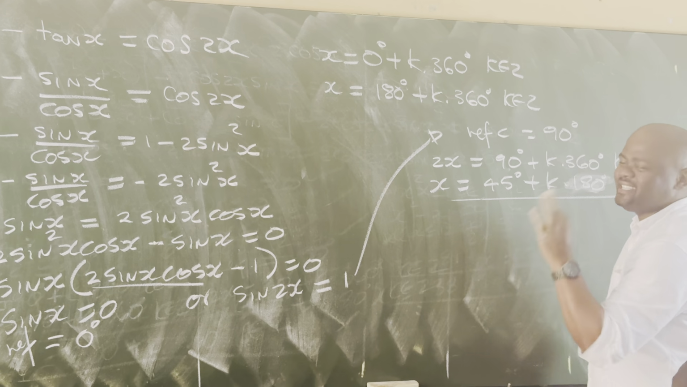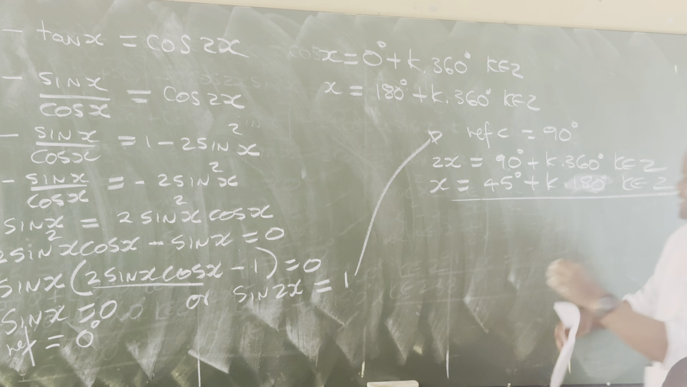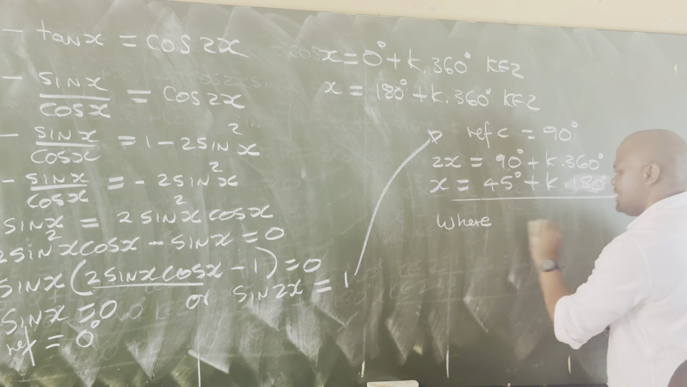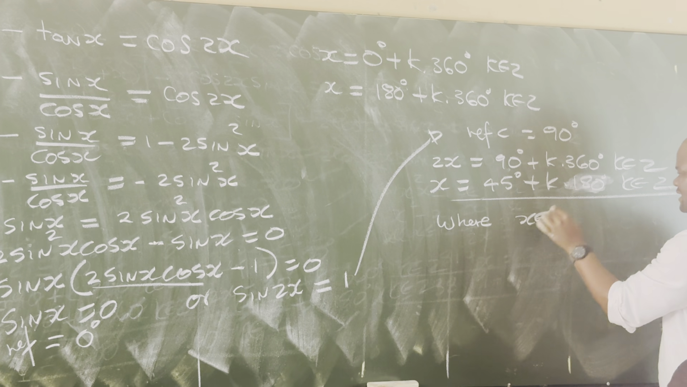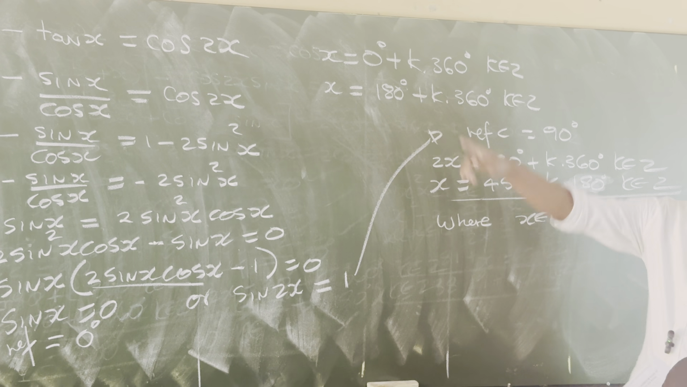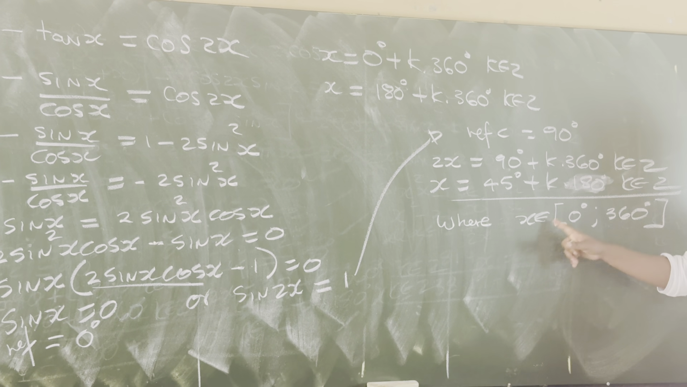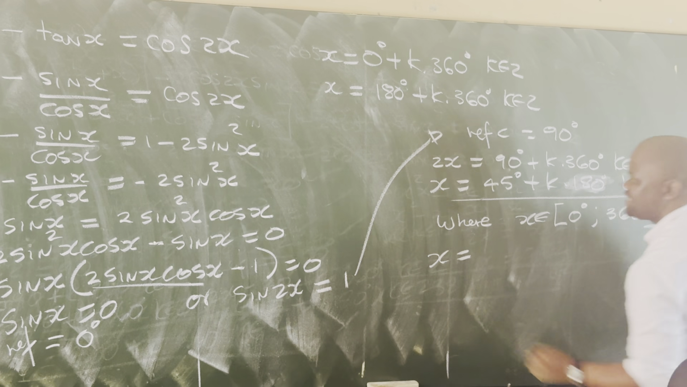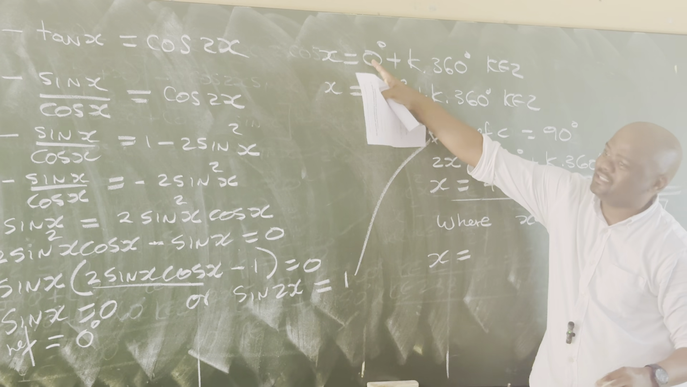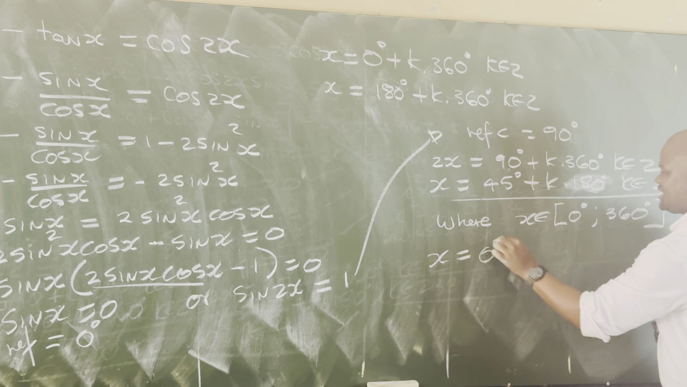Let's say in this question they said, solve for x, where x is an element from 0 to 360. Let's say we have the same question, and they give you this domain. So what will be the solutions that will be accommodated here? Will we take 0? Yes. We are taking 0 from this one.